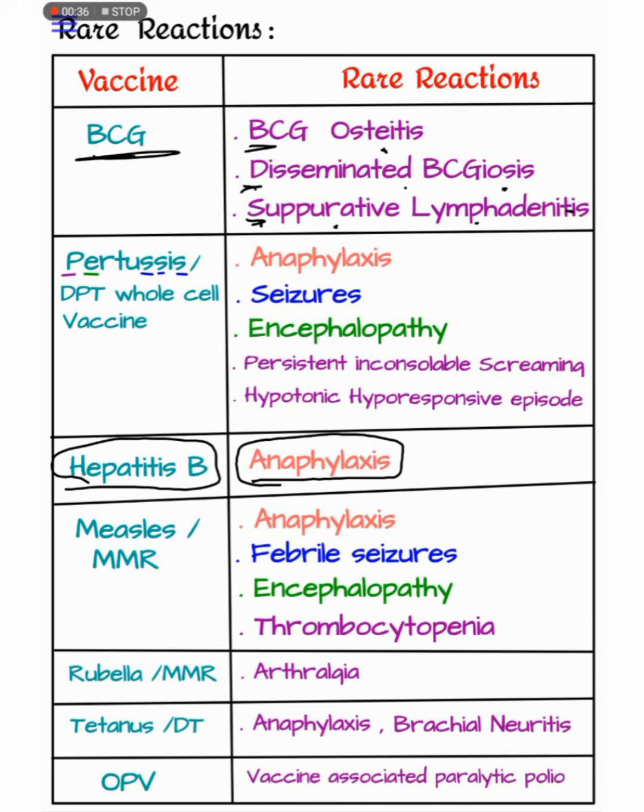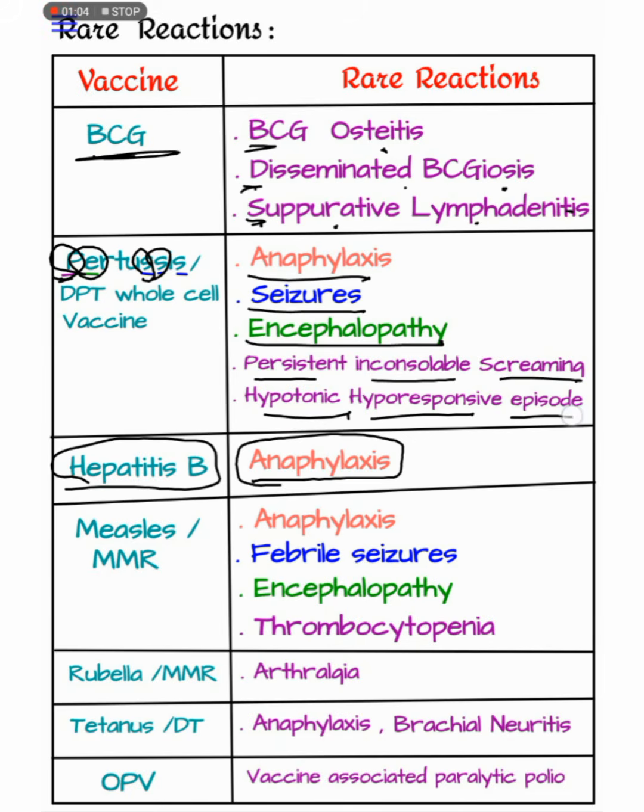And the third vaccine in minor reactions is pneumococcal, right? Starts with P. Here with P, pertussis. And the rare reactions we can remember them like firstly anaphylaxis, and then with P, persistent inconsolable screaming, and then with E, encephalopathy, and the most repeated letter in pertussis is S, right? With S we can remember seizures. And one more reaction to remember is hypotonic hyporesponsive episodes.